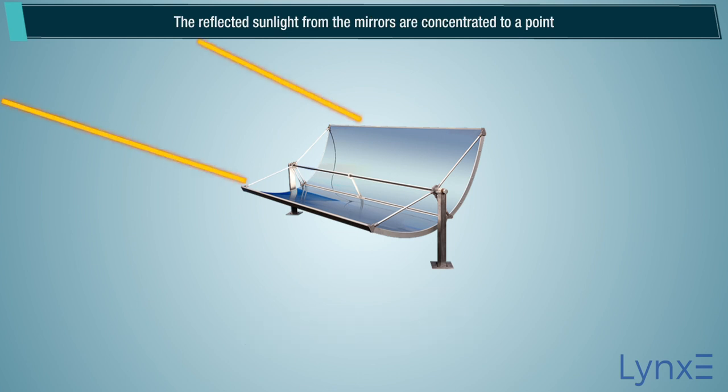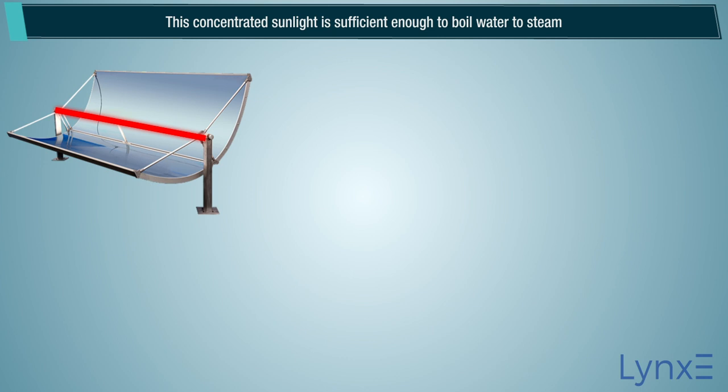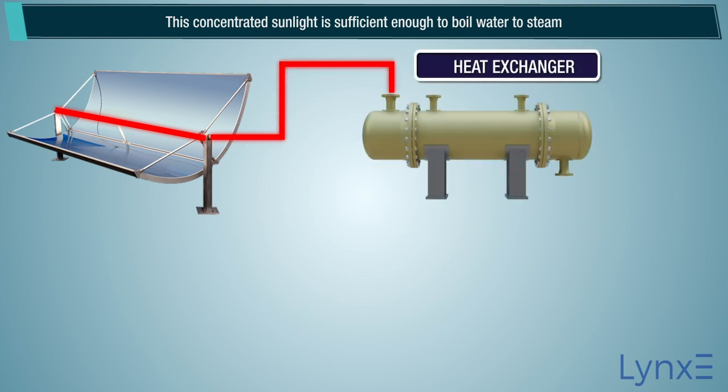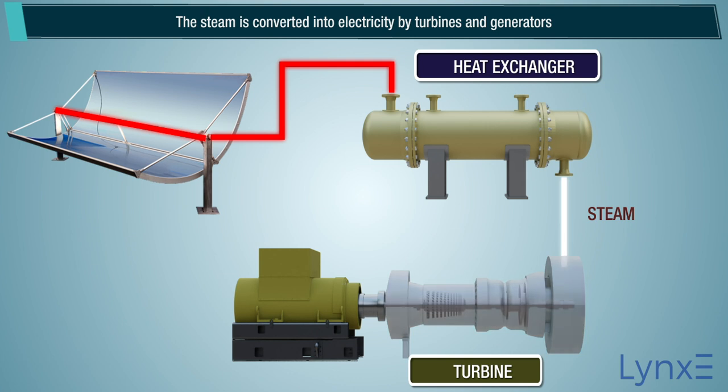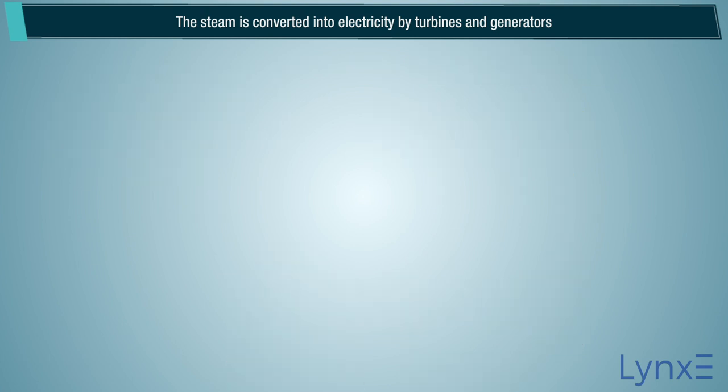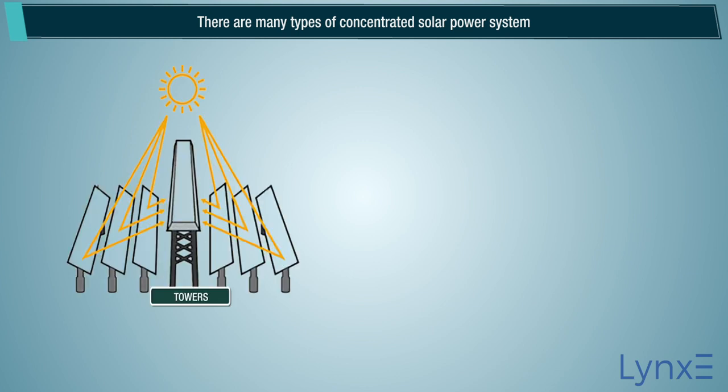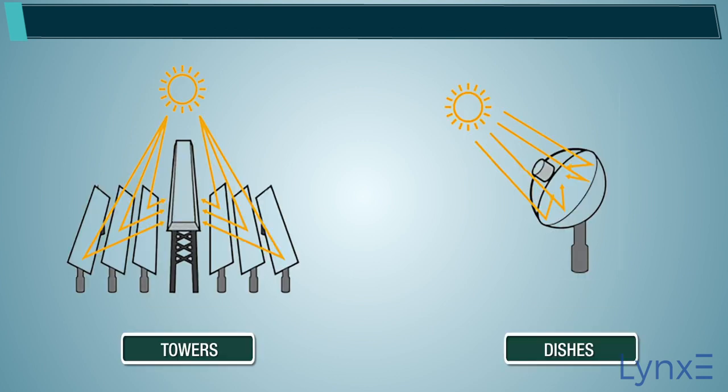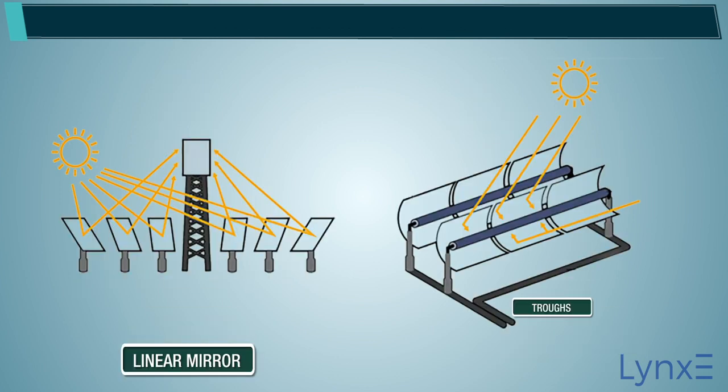Concentrated solar power systems use mirrors and tracking systems to focus a large area of sunlight into a small beam. The reflected sunlight from the mirrors is concentrated to a point. This concentrated sunlight is sufficient to boil water to steam. The steam is converted into electricity by turbines and generators. There are many types of concentrated solar power system: towers, dishes, linear mirror, troughs.